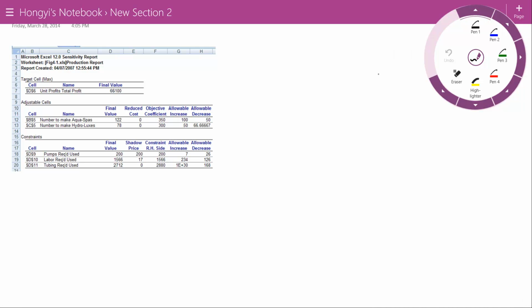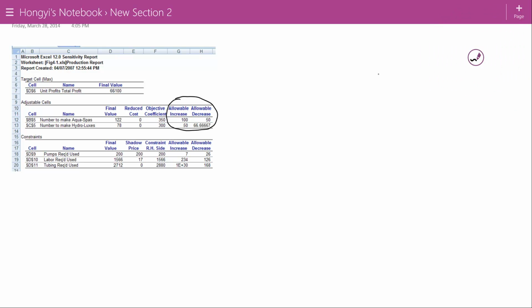Okay, so what do we talk about here? So the adjustable cells represent those, the first one we're looking at, those ones. Okay, so the allowable increase and allowable decrease in the adjustable cells represent the amount by which those coefficients. So you can read this table as these are the allowable increase decrease of the objective function coefficients.